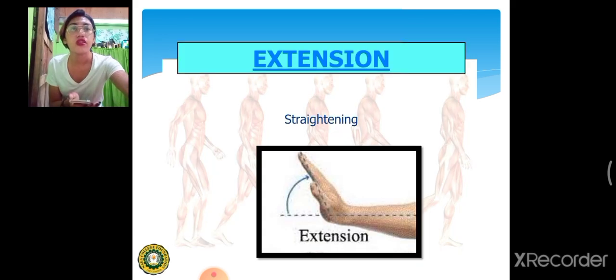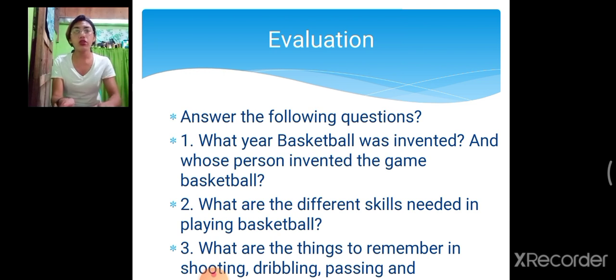Okay, so now, I will give you 10 minutes to answer three questions. The first question: what year was basketball invented, and who invented the game of basketball? Number 2: what are the different skills needed in playing basketball? And number 3: what are the things to remember in shooting, dribbling, passing, and rebounding? You can write on one whole sheet of paper. Then after 10 minutes, I will collect your answer sheet.